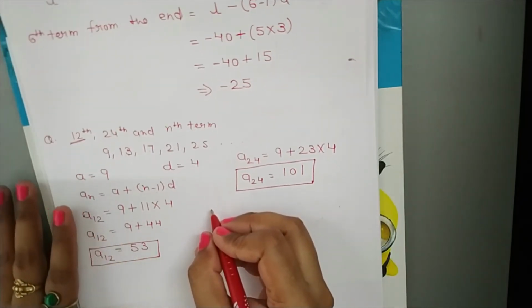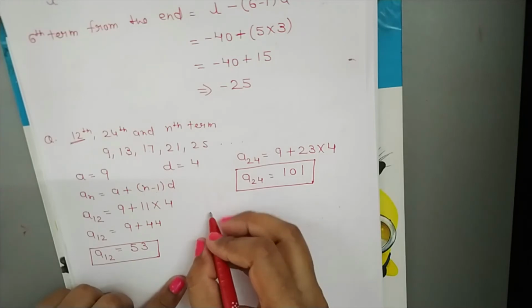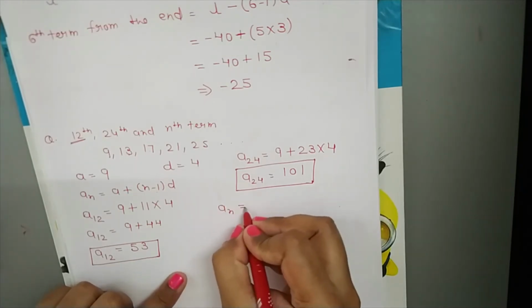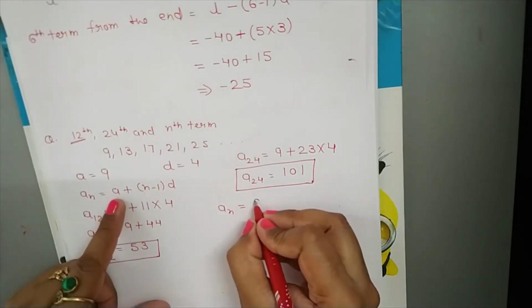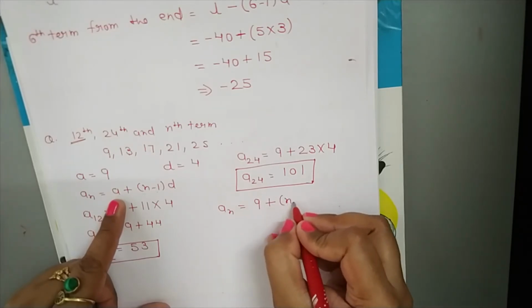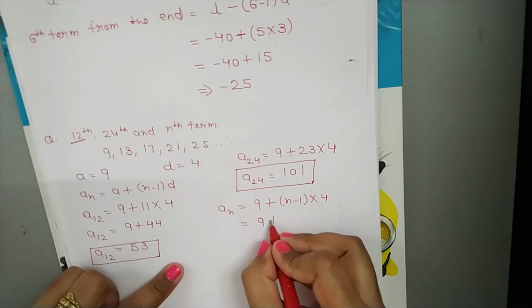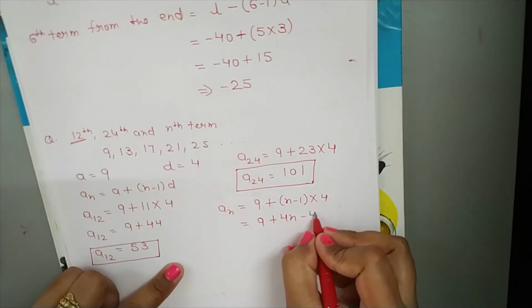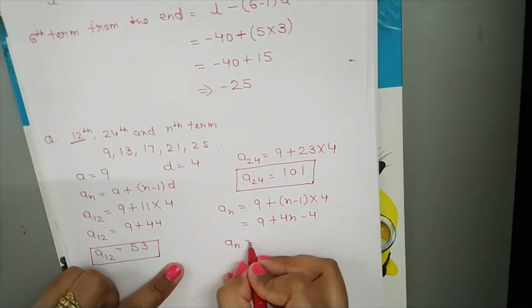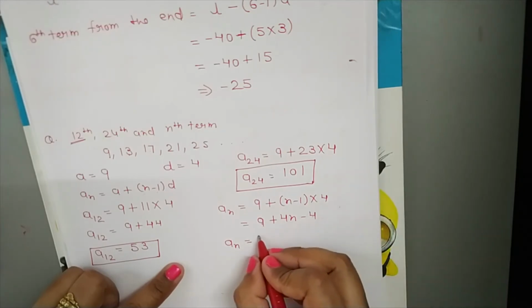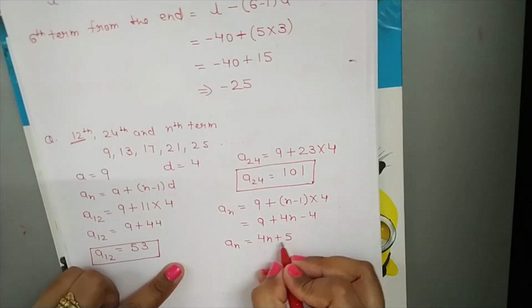Then find the nth term. So an = 9 plus (n - 1), d is 4. So it will be 9 + 4n - 4. So an = 9 - 4, that is 5. So 4n + 5.